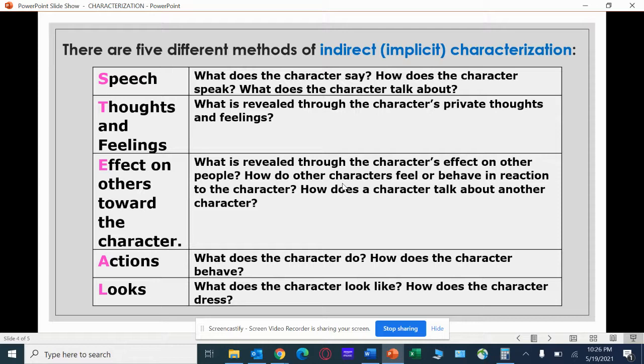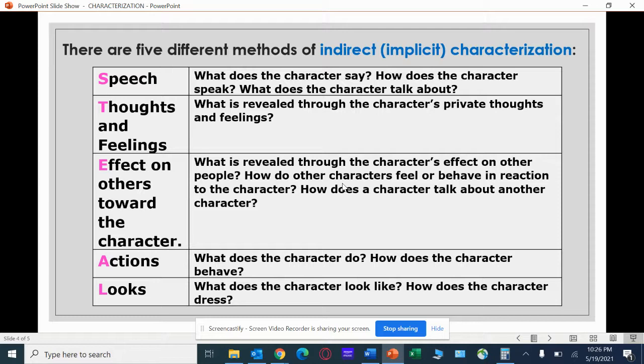So in terms of speech, what does the character say? How does the character speak? What does the character talk about? And then in terms of thoughts or feelings, what's revealed through the character's private thoughts and feelings? And the effects, of course, on others. So, what is revealed through the character's effects on other people? How do other characters feel or behave in reaction to the character? And then, how does a character talk about another character? Again, it's a combination of speech and effect, but if it's driven by that effect, it's a good way to further create implicit characterization.